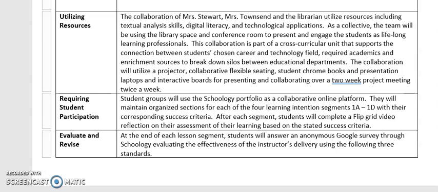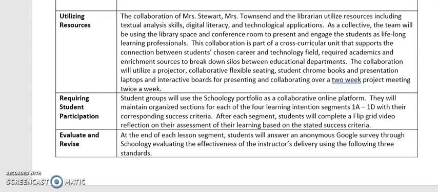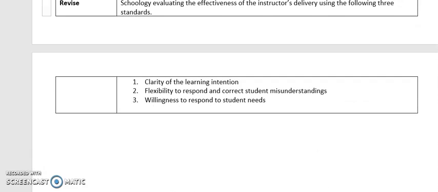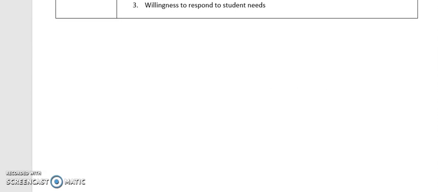At the end of each lesson segment, students will answer an anonymous Google survey through Schoology evaluating the effectiveness of the instructor's delivery using the following 3 standards. Number 1, clarity of the learning intention. 2, flexibility to respond and correct student misunderstandings. And 3, willingness to respond to student needs.